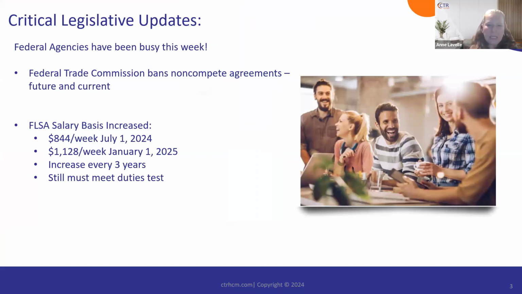All right. If you take nothing else away from today, these are the two things that we're really looking at. And this is it in a nutshell. The FTC has banned non-competes, past, present, future, with a few exceptions. And what most of you are probably interested in is an increase in the salary basis.